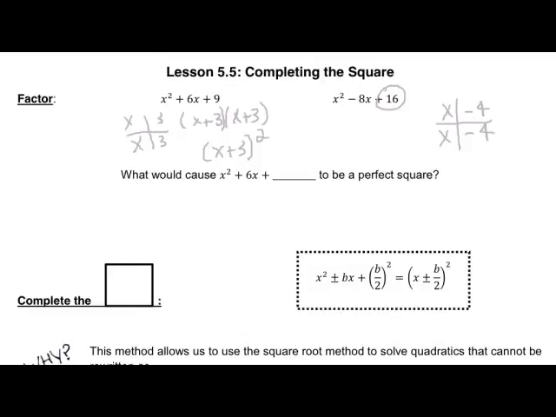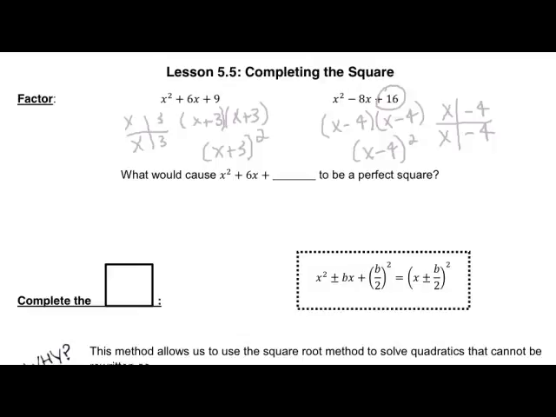If we cross multiply, we get negative 4x and negative 4x, which is negative 8x. So our factors are x minus 4 and x minus 4. So again, we have x minus 4 quantity squared. I told you guys before that I want you to write it as the binomial quantity squared, because that is what we're looking at for completing the square.